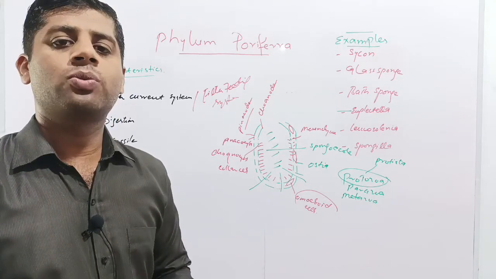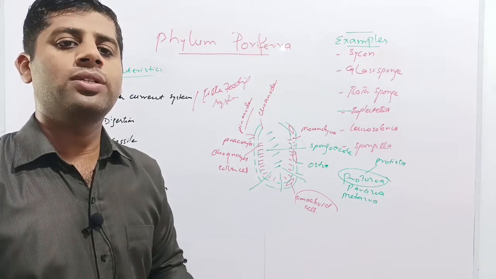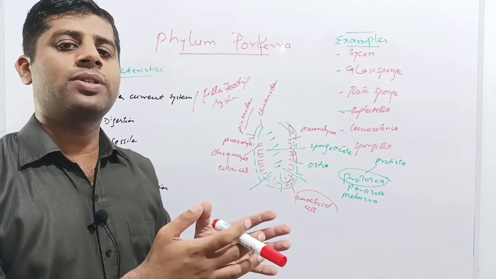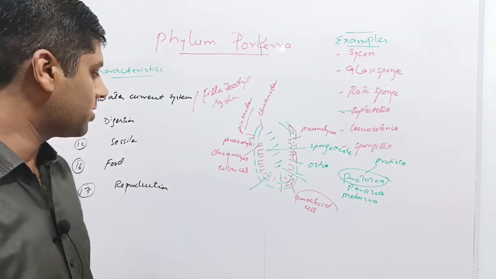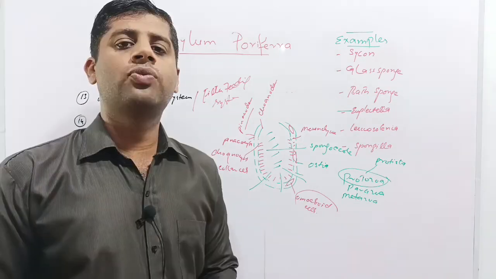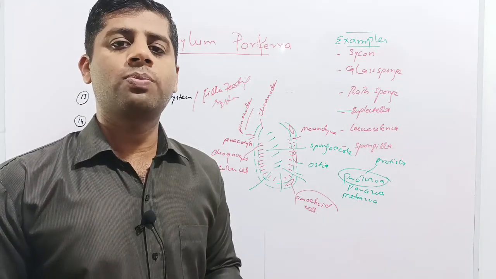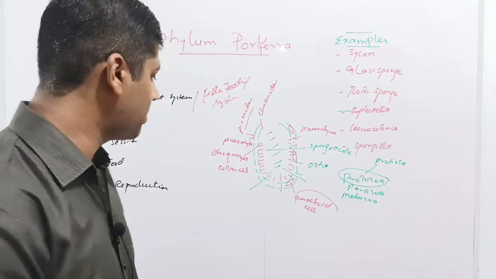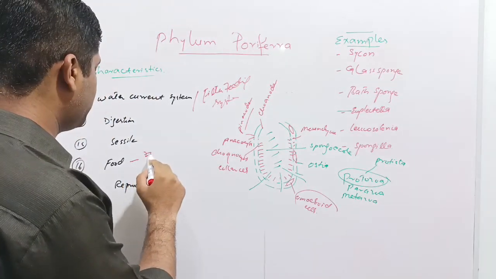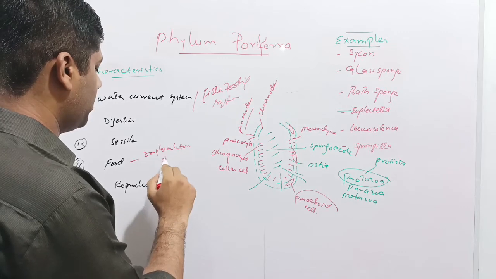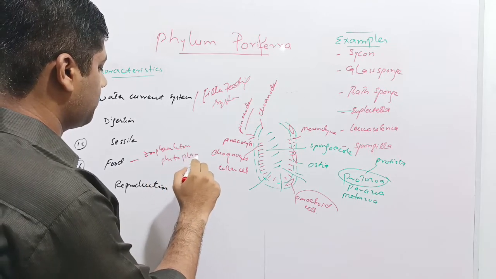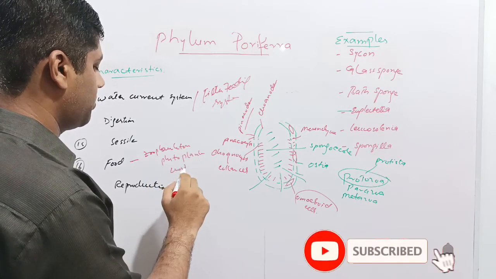Due to lack of locomotory organs, sponges cannot move, and these are fixed at one place, or these are basically attached to the rocks in the marine environment or aquatic environment. So these are sessile in nature. Food for sponges is zooplanktons, phytoplanktons and crustaceans. So these are the food materials which are eaten by the sponges: zooplanktons, phytoplanktons and crustaceans.